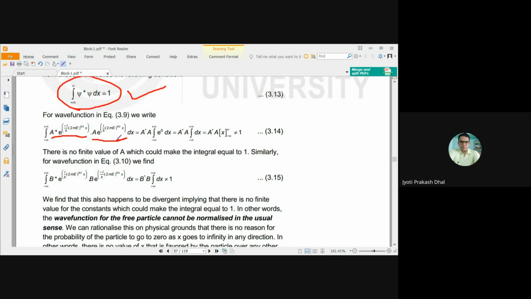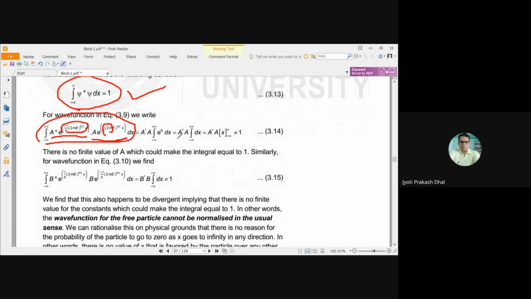So putting all this value, we can write the normalization condition like this. Here a and a star are two constants, so they can be outside of the integral, which equals a star a times the integration of e to the power 0, because e to the power this much and e to the power this much are added and become e to the power 0, and e to the power 0 is 1.